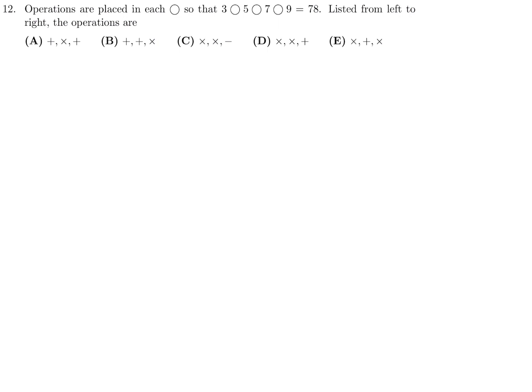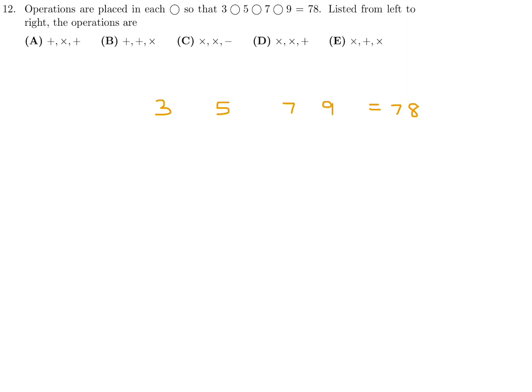Operations are placed in each circle so that 3, circle 5, circle 7, circle 9 is equal to 78. Listed from left to right, the operations are. So we have to fiddle around with this and see what we get. So we got 3, 5, 7, 9 is equal to 78. Well, 78 is a much larger number than 3 or 5, so probably going to have some multiplications in here.